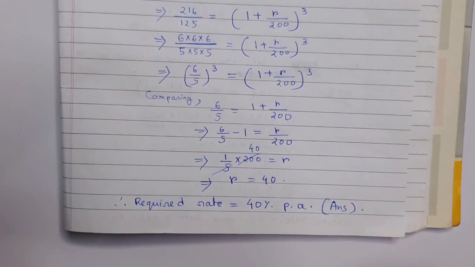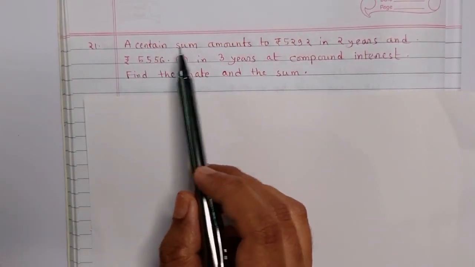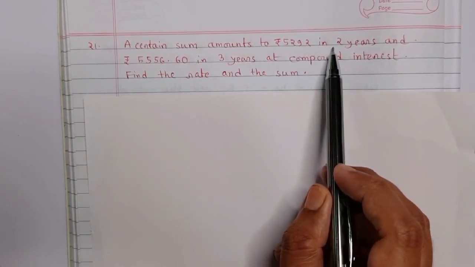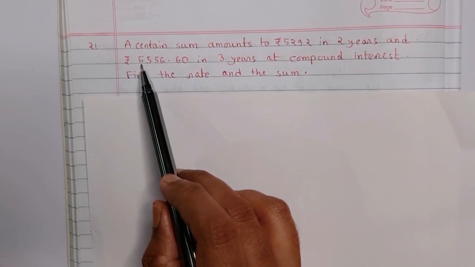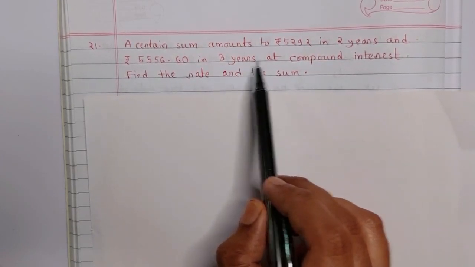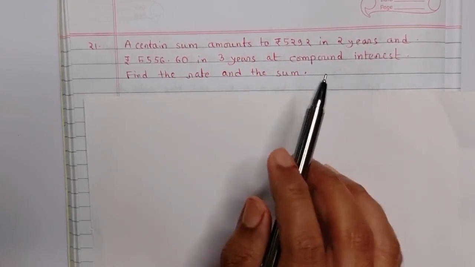Now let's do another problem. Let's read the question. A certain sum amounts to rupees 5,292 in 2 years and 5,556 rupees and 60 paise in 3 years at compound interest. Find the rate and the sum. This is a tricky question.